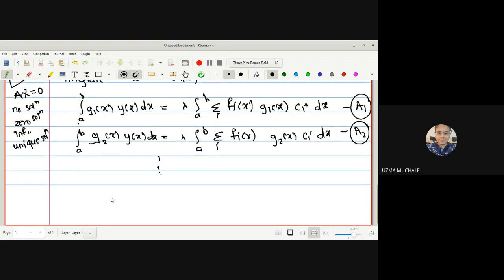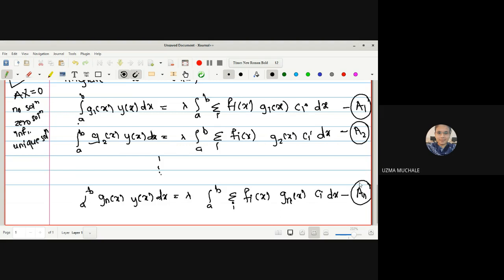And let me write down finally the last one, that is we are going to multiply by gn of x into y of x dx is equal to lambda integration a to b summation over i fi of x gn of x into ci dx. Now let us rename this as equation an.